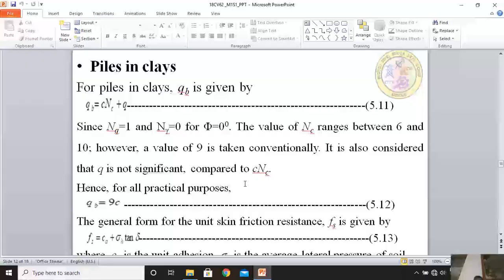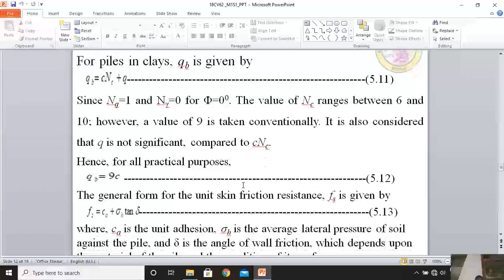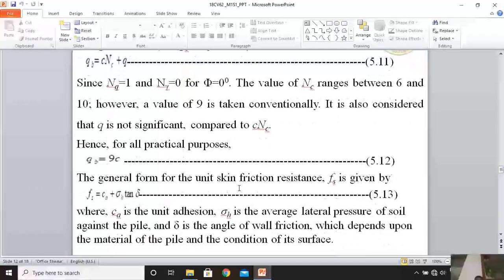The general form for the unit skin friction resistance Fs is given by Fs equal to Ca plus sigma h tan delta, where Ca is the unit adhesion, sigma h is the average lateral pressure of soil against the pile in kilonewton per meter square, and delta is the angle of wall friction, which depends upon the material of the pile and the condition of its surface.